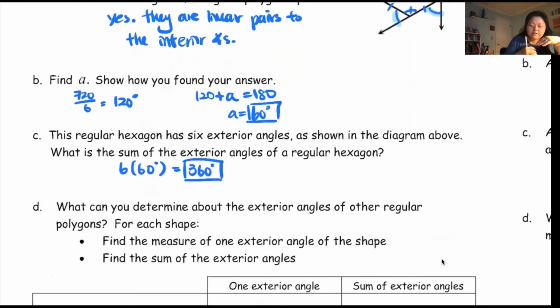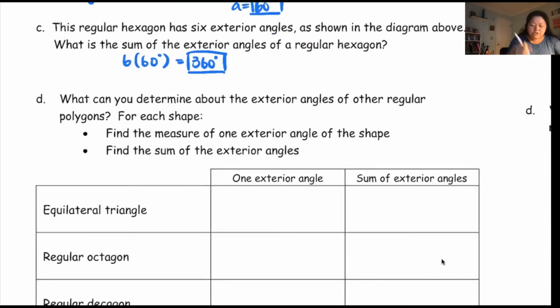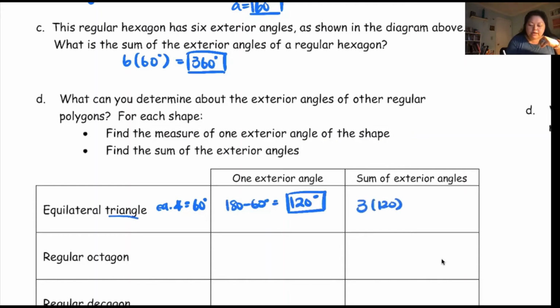What can you determine about the exterior angles of other regular polygons? For each shape, find the measure of one exterior angle of the shape, and then find the sum of the exterior angles, all right? So one exterior angle. So an equilateral triangle, remember equilateral triangle? If you need to, draw yourself a picture, but each angle is 60 degrees, right? Because it's 180 divided by 3, so each angle is 60 degrees. And then the exterior angle has to be a linear pair. So I take 180 minus the 60 degrees. Each exterior angle is 120. Right. Now, an equilateral triangle has 3 angles. Therefore, there are 3 exterior angles. So I take 3 times the 120. I get 360 for the sum.